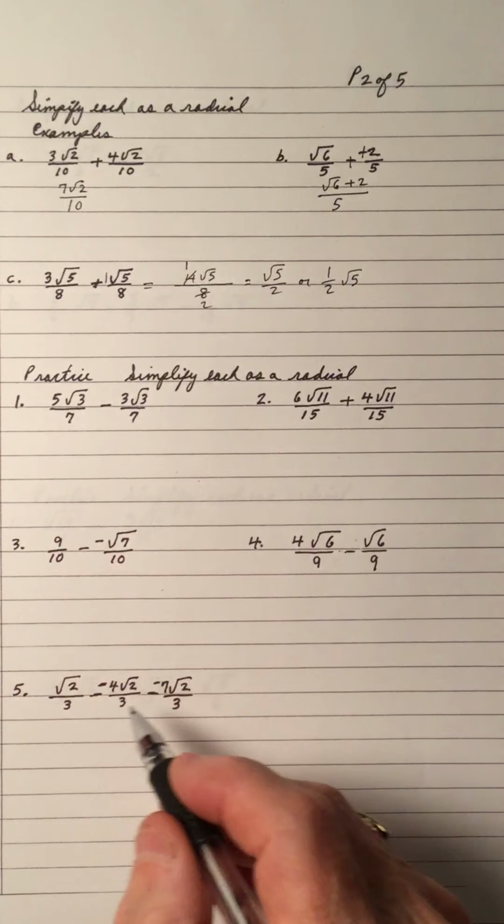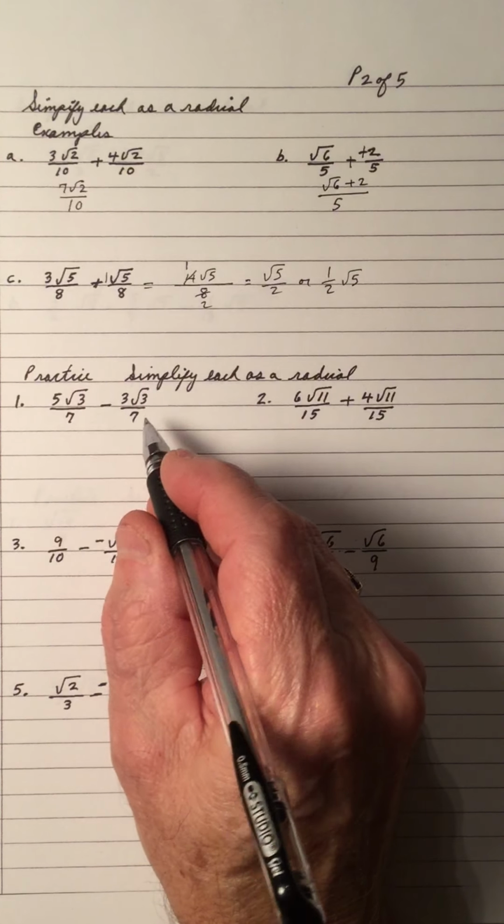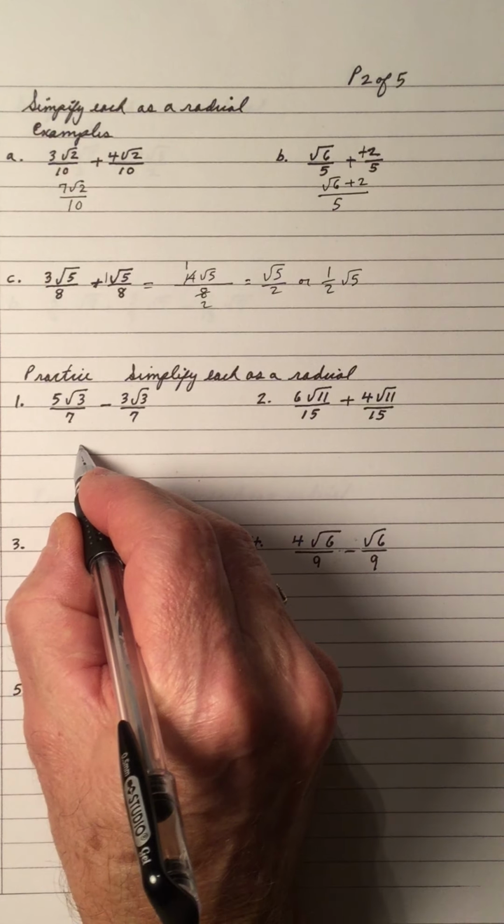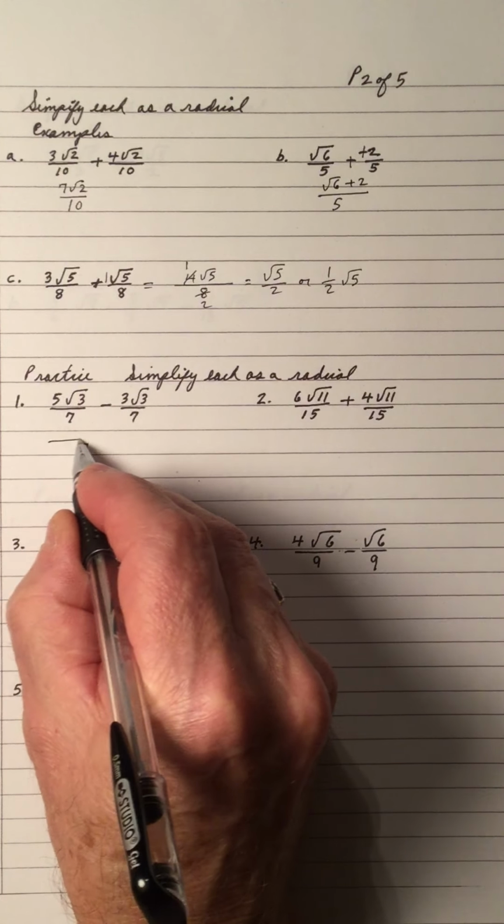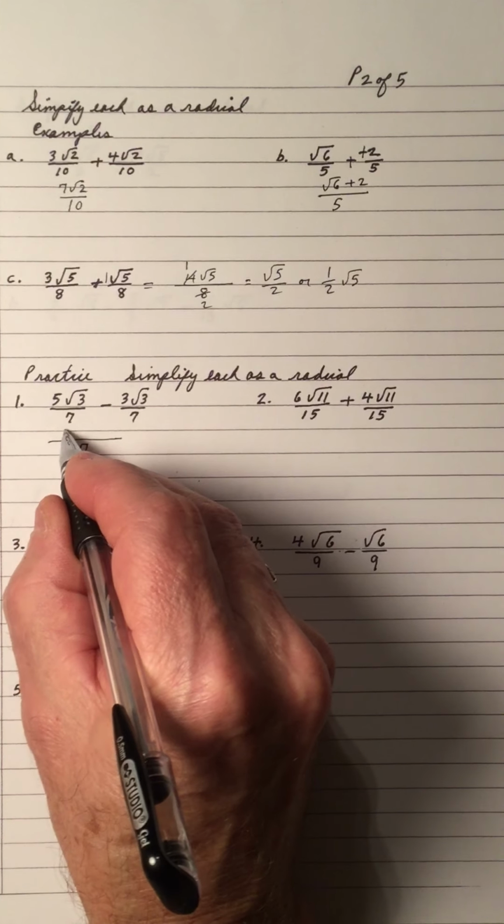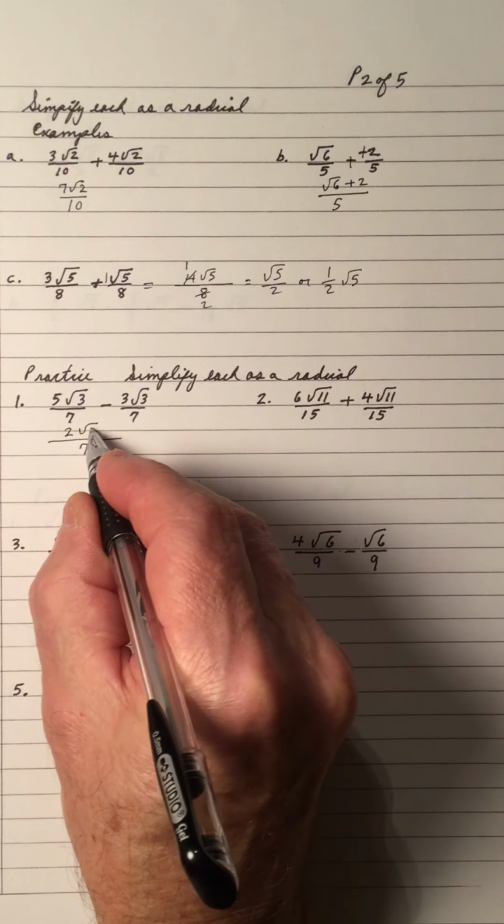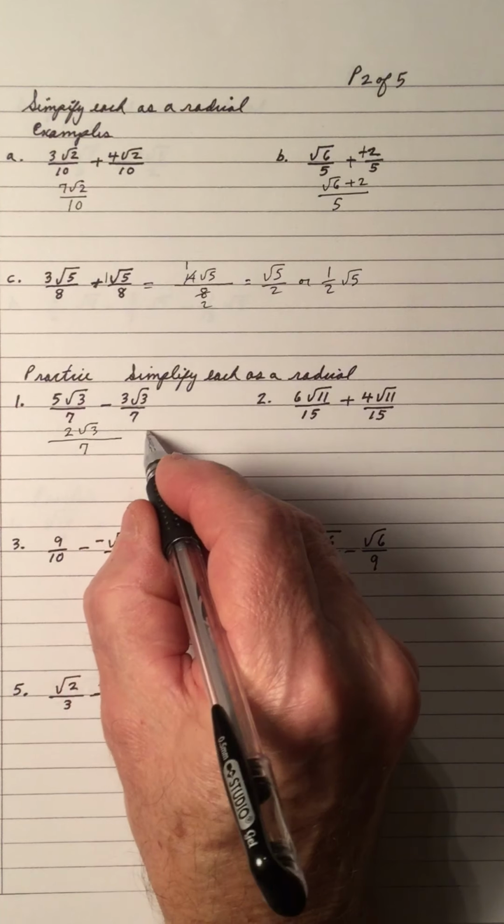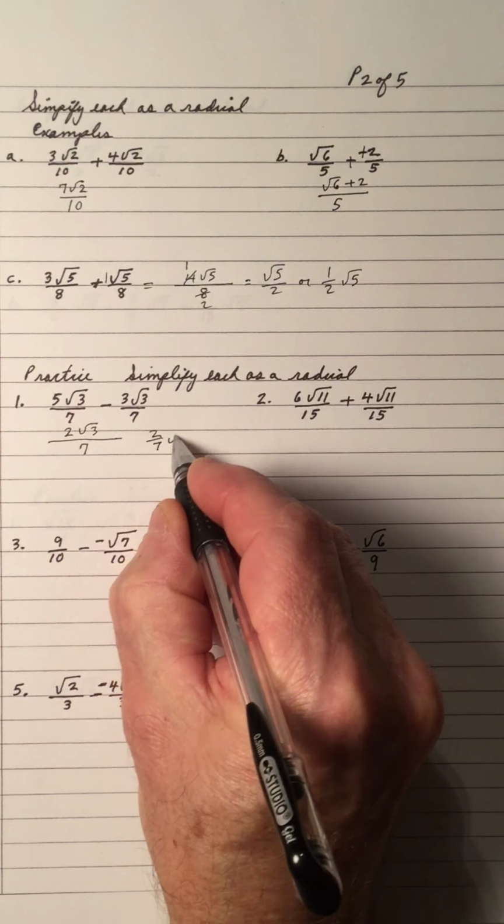Practice means pause the video and work the answers out. Here I go. Do one at a time. Simplify each radical. Common denominator is 7, so I'll write that down. And we subtract. 5 subtract 3 is 2, so it's 2 root 3 over 7, or 2/7. You could go 2/7 root 3.